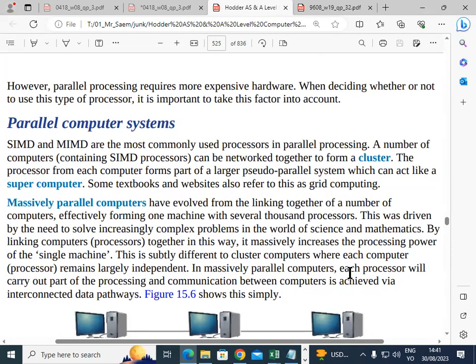Okay, then you have two other concepts. You have massively parallel computers and you have clusters as well. So what is a cluster? A cluster is basically connected through different mainframe computers, and you join them through network lines, but they independently do their own work.